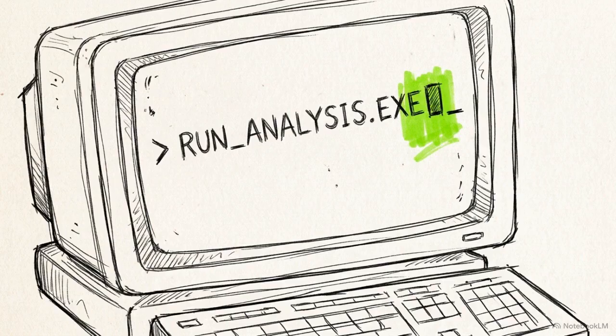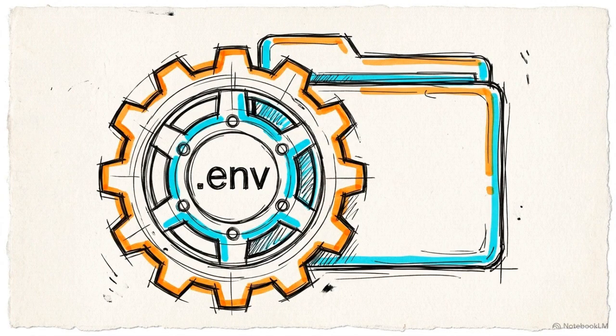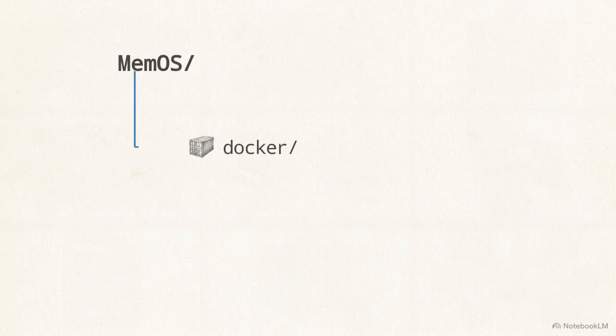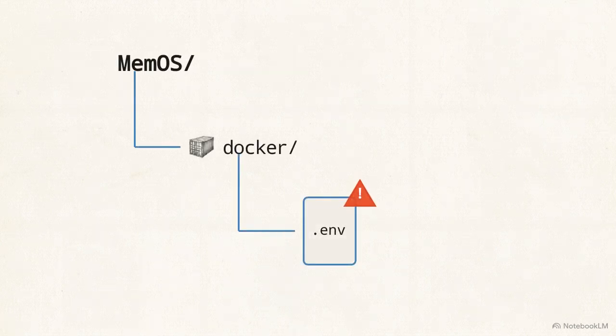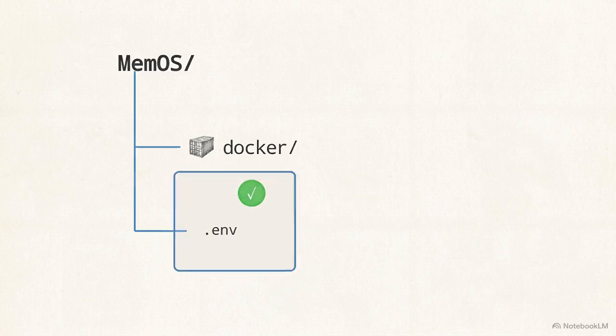Step 1 is getting the code. Open your terminal, clone the MemOS repository from GitHub, and navigate into that new folder. Next, you need to configure your environment variables. Copy the example.env file located inside the Docker subfolder into your current working directory. Pay close attention. This is a common failure point. The .env file must sit exactly in the main project root directory.